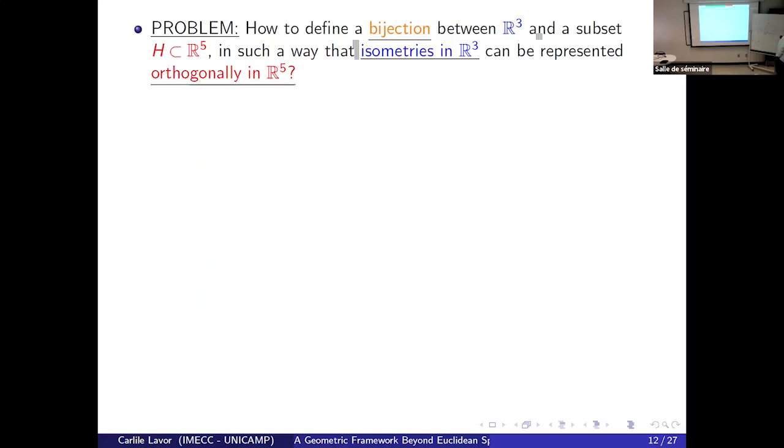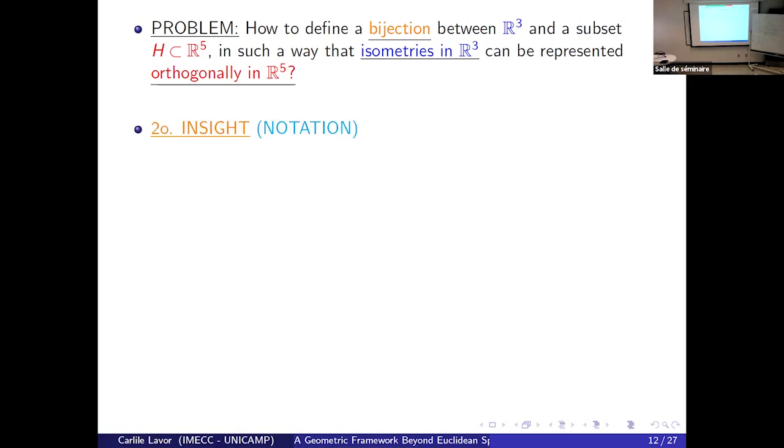So now our problem is to explain how to obtain the conformal coordinates. And we have to answer this question: how to define a bijection between R3 and a subset of R5 in such a way that isometries in the 3D space can be represented in an orthogonal way in R5? So we have to answer this question.